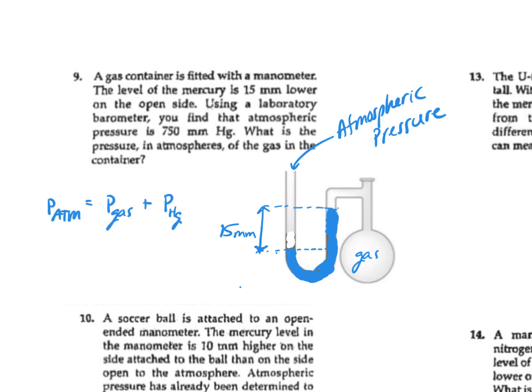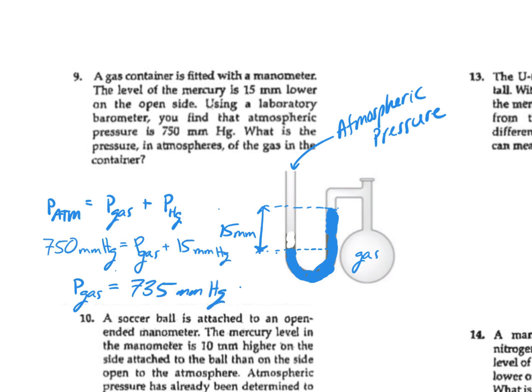The pressure of the atmosphere would equal the pressure of the gas inside the manometer plus the pressure exerted by the weight of this mercury. So that's 15 millimeters of mercury there. That is going to correspond to 15 millimeters of mercury in pressure. So I'm going to rewrite this now, adding these numbers to this equation. So here it is.